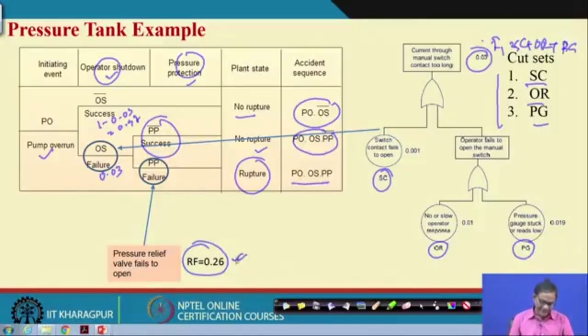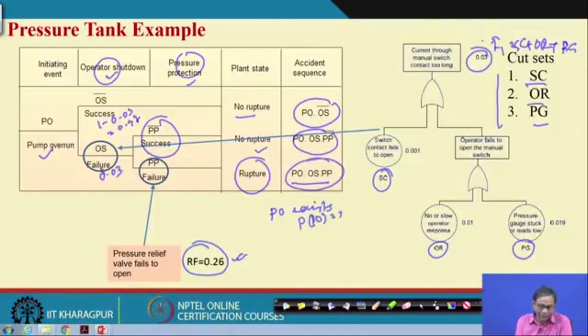Here in the second system, it is basically the basic event relief valve failure. So pressure protection failure means relief valve failure, there is only one failure event, RF. Its probability is like this. Now for the time being, think about what is happening in scenario 3. So if we say PO exists, that means probability of PO equals 1.